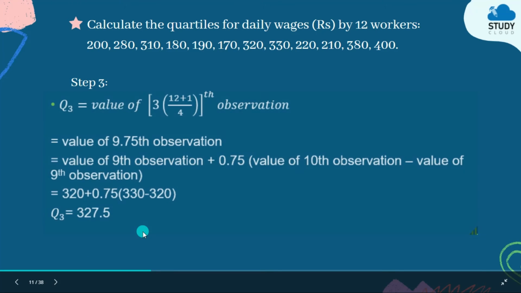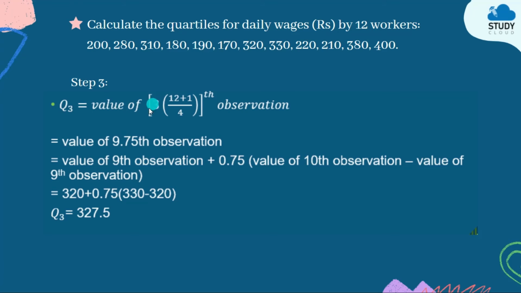In the same manner we have to solve quartile 3. So when you solve this part you get value of 9.75th observation, so keep 9 at one place and keep 0.75 at another place, and after 9 there is 10, so write in bracket value of 10th observation minus value of 9th observation. So this is a value which you will get from the values from the previous slide, and when you solve quartile 3 you get 327.5. So this is a simple sum, and such type of questions do come in exam, so you need to just practice such questions thoroughly.